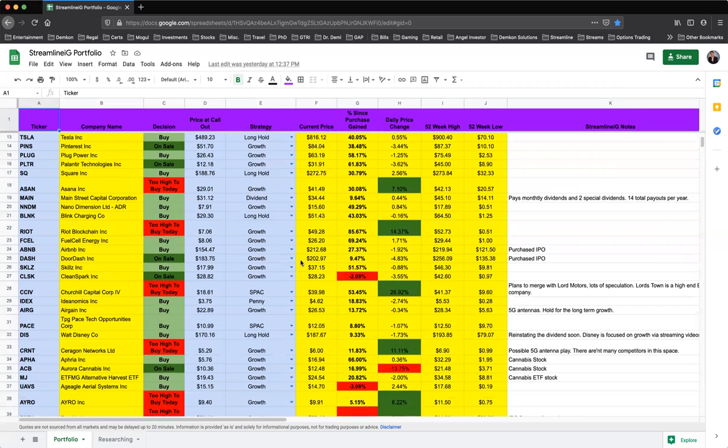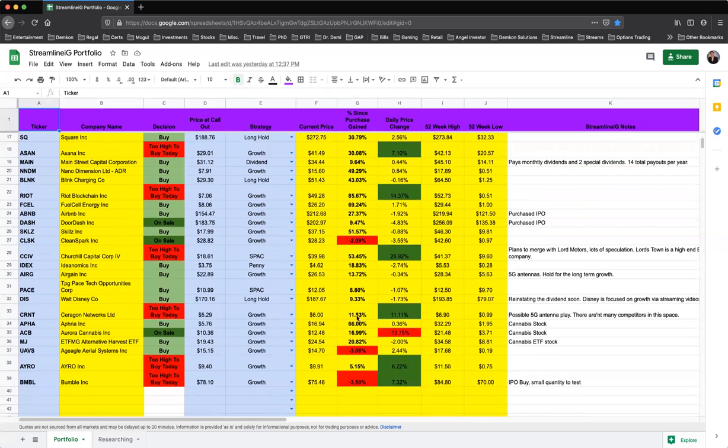Now, if you notice, there's some that have turned red. For example, Clean Spark. We purchased it at $28.82. Right now it's at $28.23. We're down by about 2% as far as in profit or equity. We have a couple of those like that we've just added.